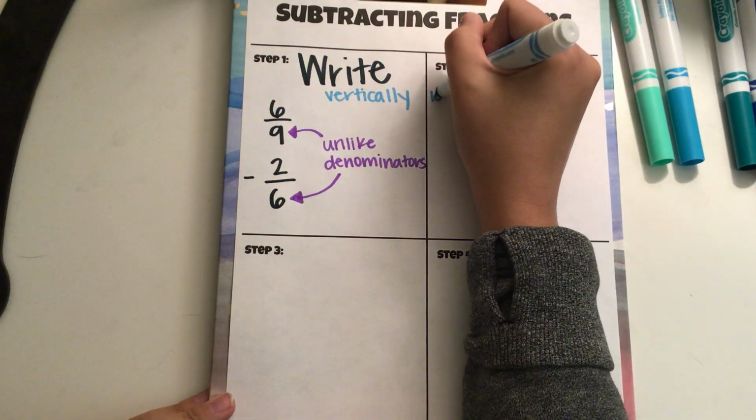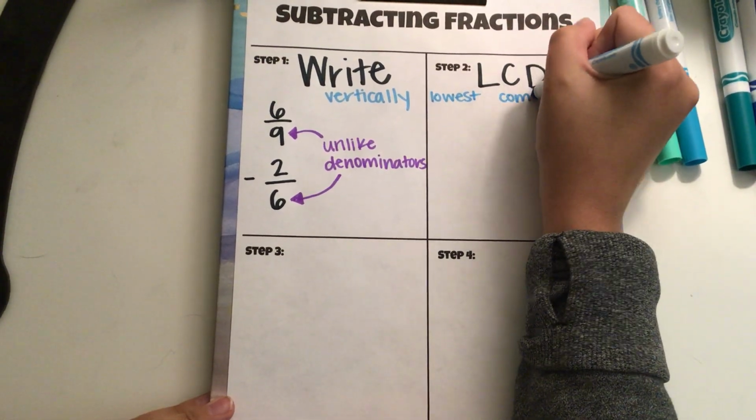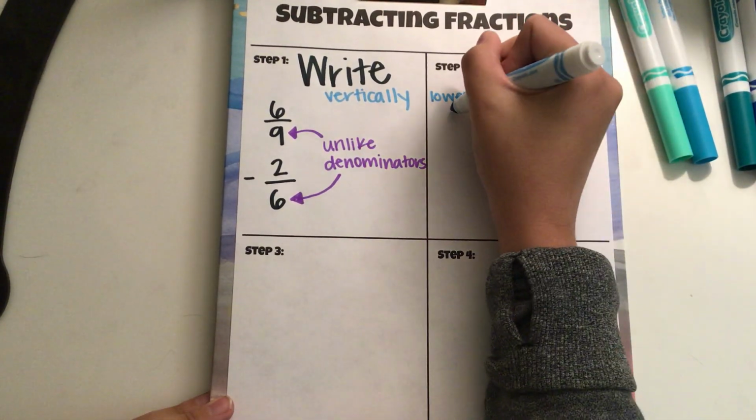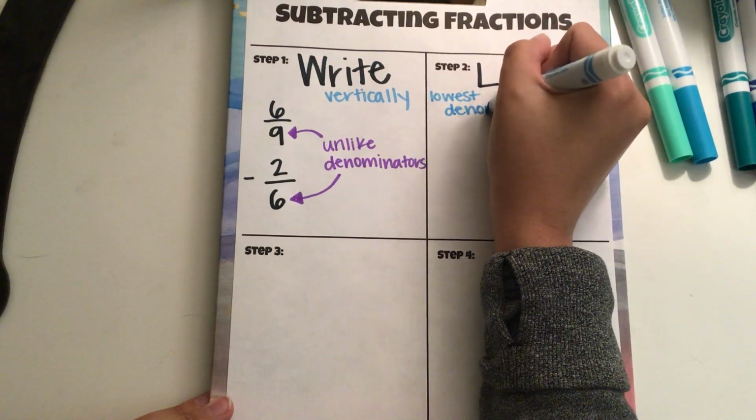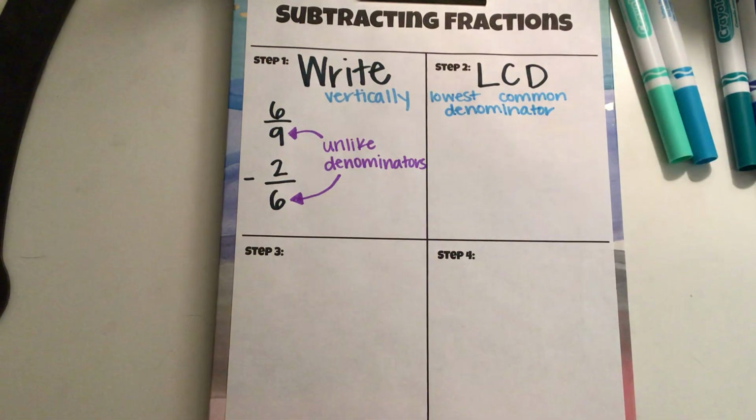So we can write lowest common denominator. And remember, the word common just means that we're finding a number that is the same. That is a multiple of both 9 and 6. We're trying to find the same number in that row.